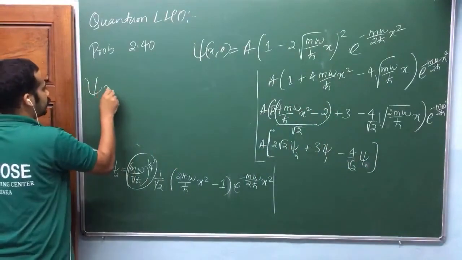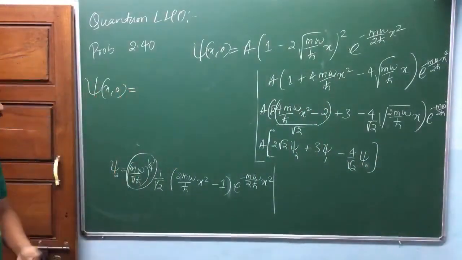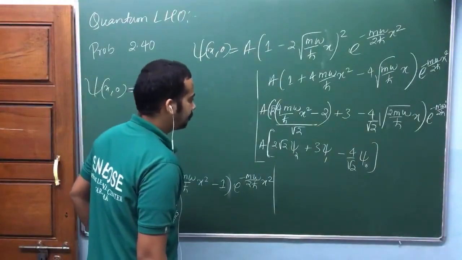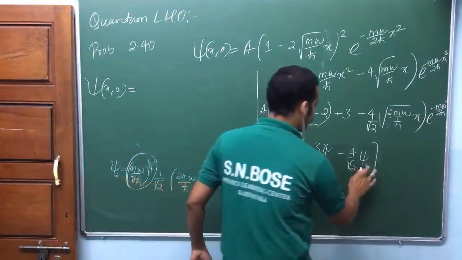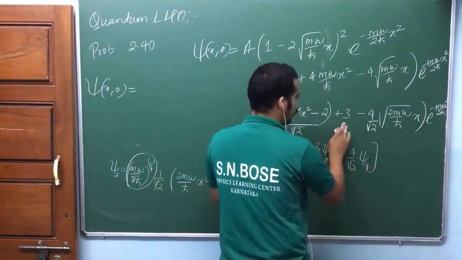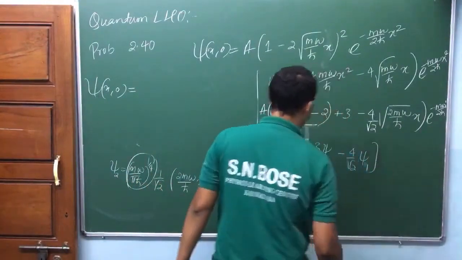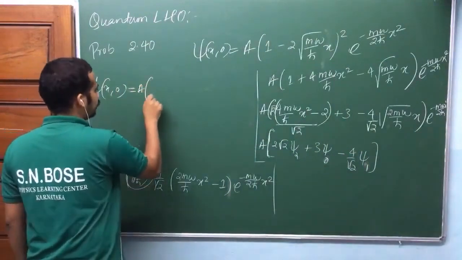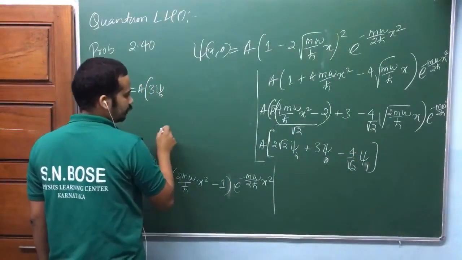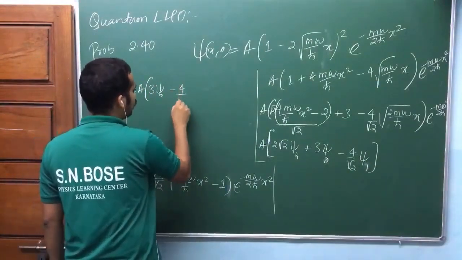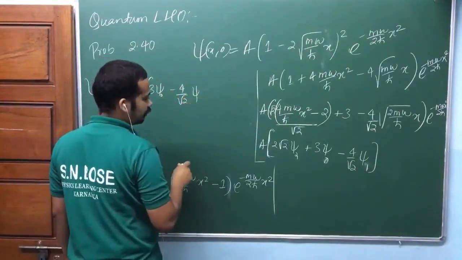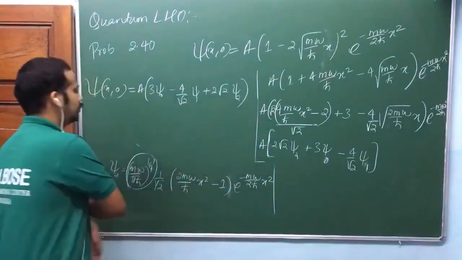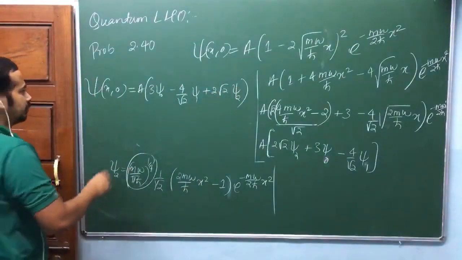So psi of x comma 0 is equal to, yeah, speak out. Psi 1 in the last. Yes, this was psi 1, this was psi naught, isn't it? 3 into Gaussian, that was psi naught, that is psi 1. So you got A times 3 psi naught minus 4 by root 2 psi 1 plus 2 root 2 psi 2. I don't like to have any denominator term.